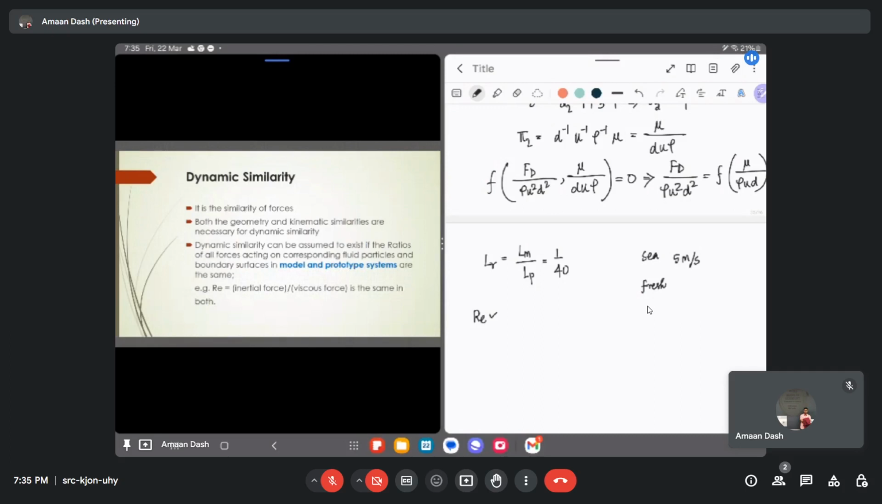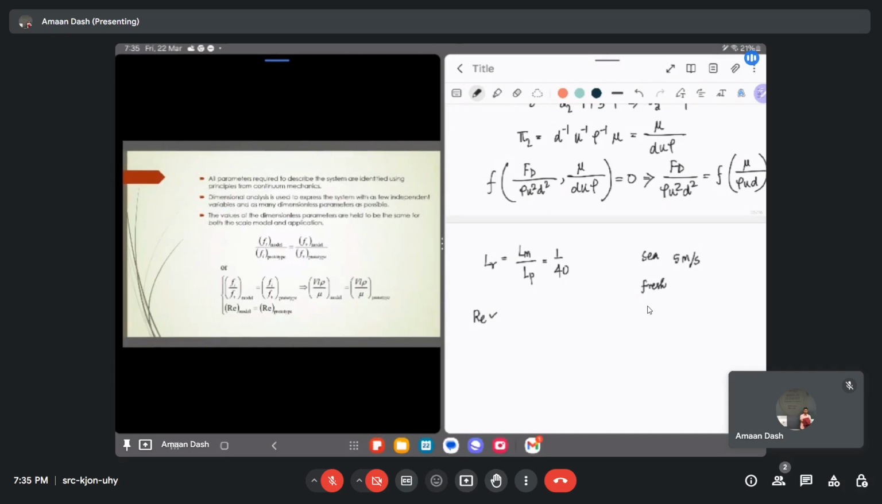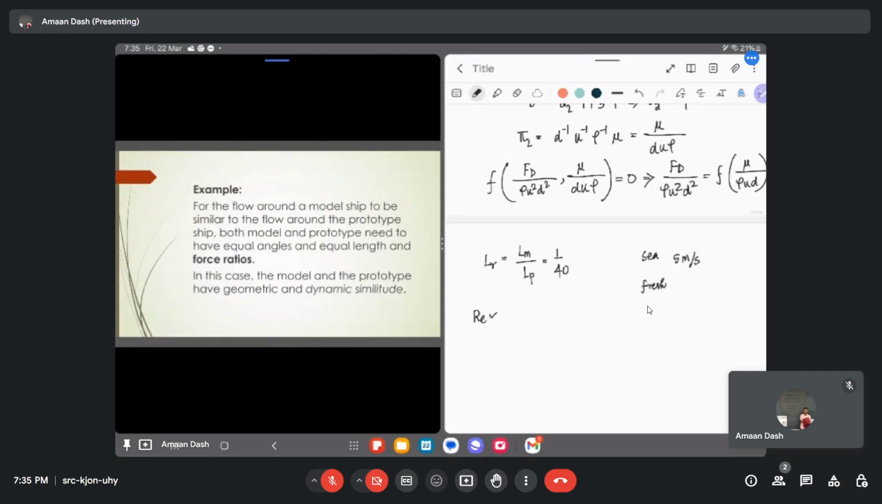In the similarity of forces, both the geometric and kinematic similarities are necessary for dynamic similarity. Dynamic similarity can be assumed to exist if the ratios of all forces acting on corresponding fluid particles and boundary surfaces in the model and prototype systems are the same. Okay. That means the Reynolds number of the model should be equal to the Reynolds number of the prototype.